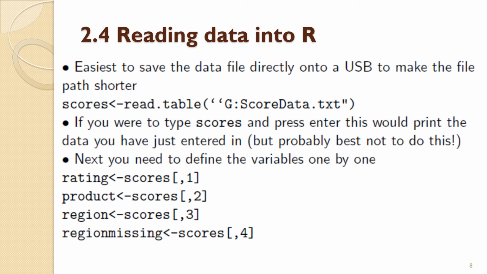So this is a serious practical data set. You could enter it in the command line in theory, but you'd be there all day. So the easiest way to do this properly is to read in the .txt file. And then the next thing to do is just read in the variables one by one. So rating goes to the first column of this data set, product goes to the second column, the region goes to the third column, and the region missing goes to the fourth column of this data set. Note here as well, we've called it scores, which goes to the read.table of the .txt file. So here we must have the name scores going down the columns 1, 2, 3, 4 to match the thing that we're assigning to this read.table.